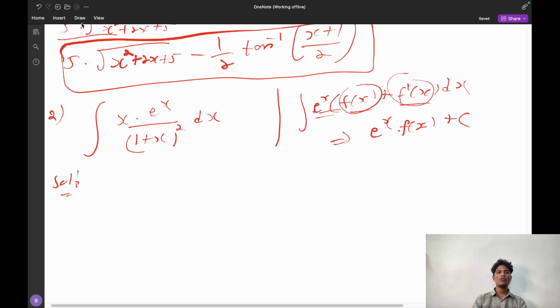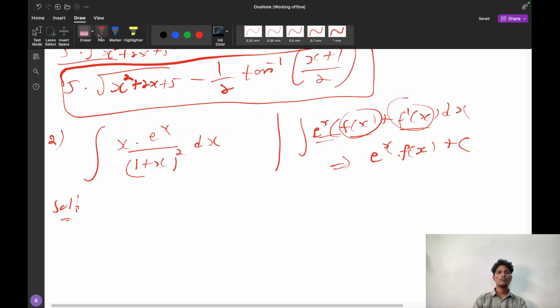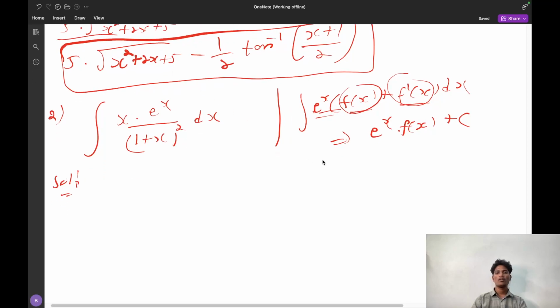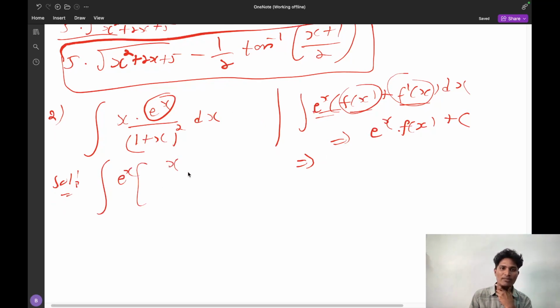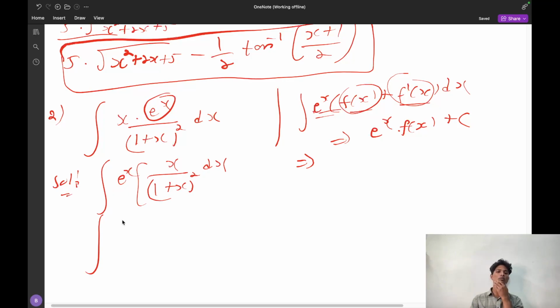So e power x into f of x is the answer. When e power x is there in the question, you have to think once. That is, e power x you can take separate, and x divided by 1 plus x square. Now I can generate the denominator in the numerator. That is e power x into x plus 1 minus 1 I can write here, over x plus 1 whole square into dx.